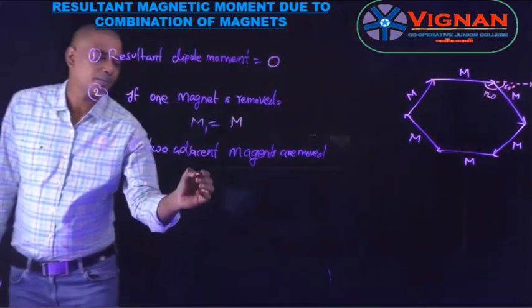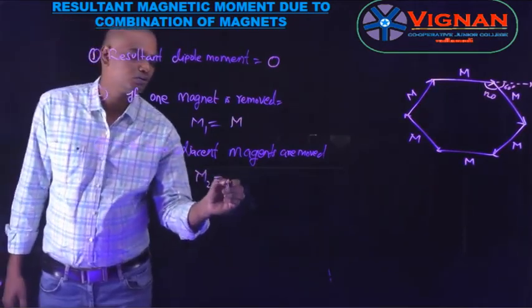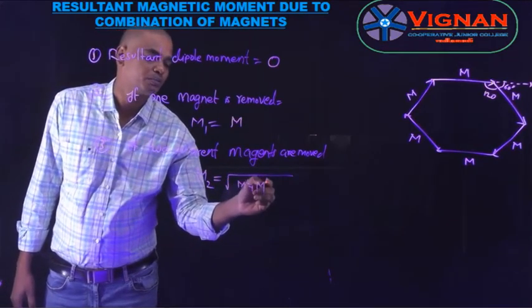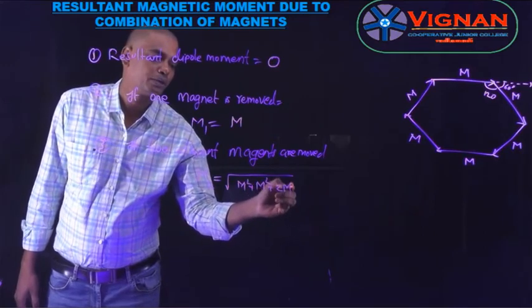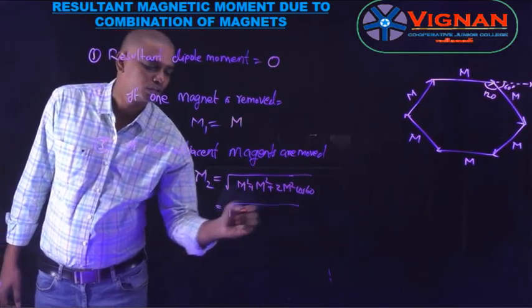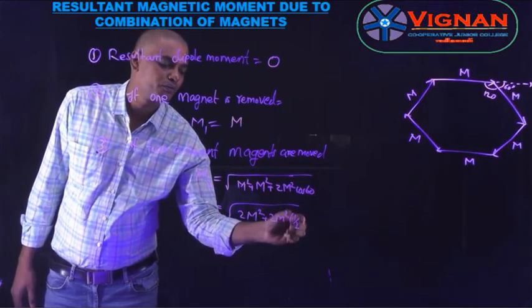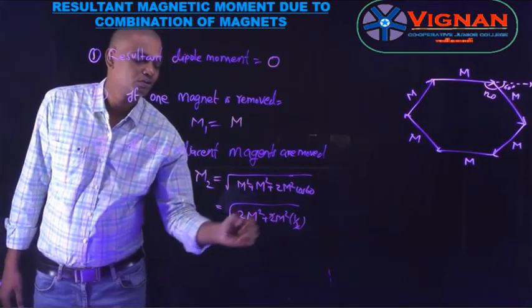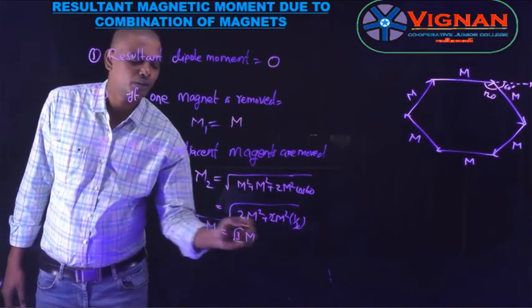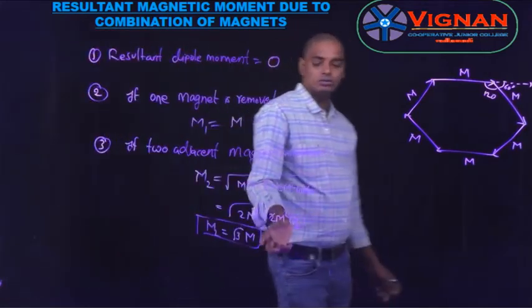Therefore, the resultant magnetic dipole moment will be M2 is equal to root over M square plus M square plus 2M into M cos 60. The value of cos 60 is 1 by 2. Therefore, 2M square plus 2M square into 1 by 2. 2 gets cancelled. That is equal to 3M square, which is nothing but root 3 M. So, if two bar magnets are removed, then the dipole moment will be root 3 M.